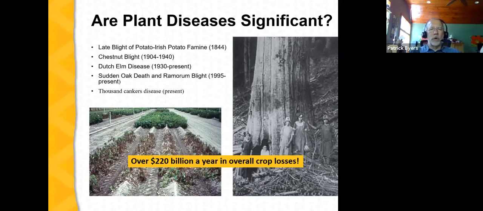Sudden oak death and Ramorum blight, a more recent problem, has the potential to destroy oak trees across the country. And then thousand cankers disease, which has just recently become an issue the past 10 years. The potential is there for that to destroy the black walnut industry in the United States. So again, over $220 billion a year is lost to crop diseases. So yes, plant diseases are significant.